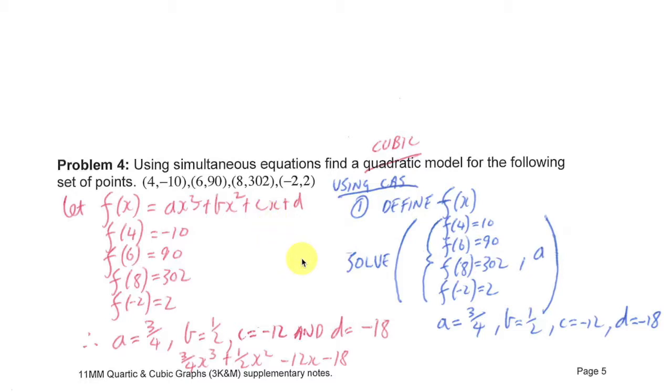We then go menu, algebra, solve, and you want to put in these equations. All right, so f of 4 is equal to -10. So when x is 4, y is equal to -10. f of 6 is 90, f of 8 is 302, and f of -2 is 2. Go comma a, b, c, d, and that will give us all of these solutions here. So that's what we did on the CAS, and this is how we should write it to show that you know what's going on. So what does our cubic end up being? 3/4 of x cubed plus a half x squared minus 12x minus 18. That is the cubic that will run through those 4 points.